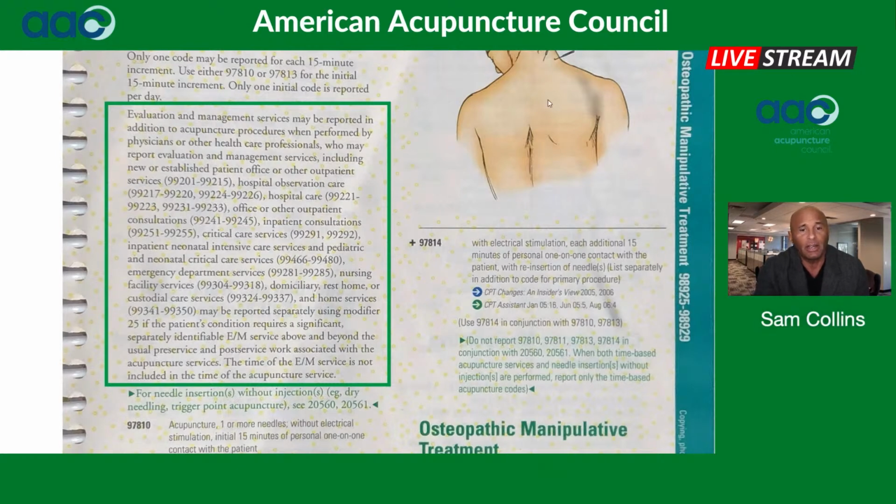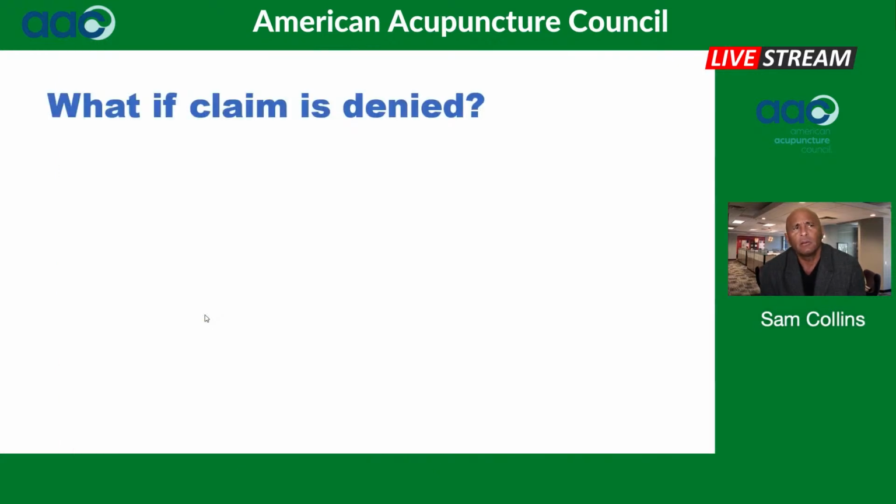Now, we move down a little bit here, and it says, it may be reported separately using modifier 25, so long as it's above and beyond. So I want to make sure if you ever get a carrier that's saying, you shouldn't be able to, I want to point out the CPT manual clearly says it. This is not unique to you. It says it the same for chiros, the same for medical doctors, and so forth. So it is absolutely appropriate. However, there are some plans that come back and say, no, we're still not going to pay. So let's talk about how to deal with it if it's denied.